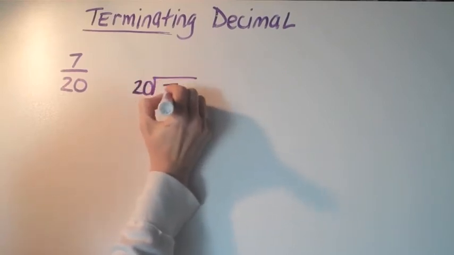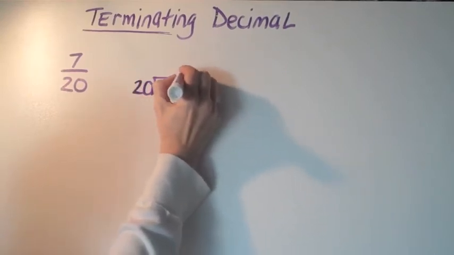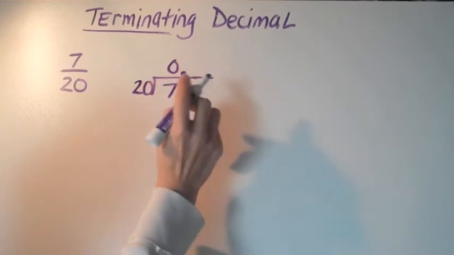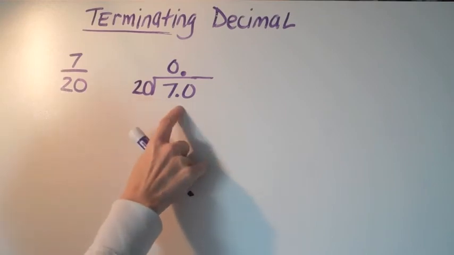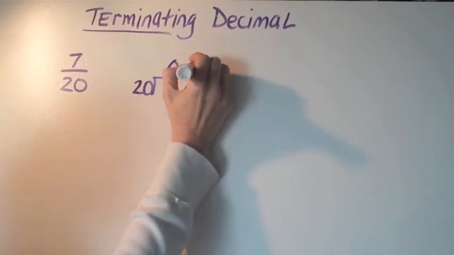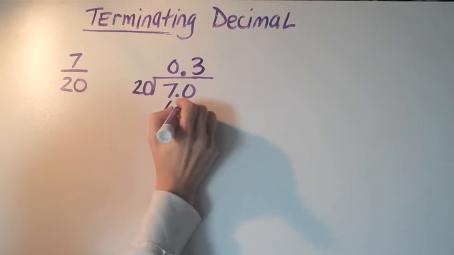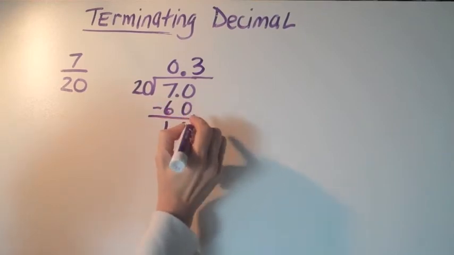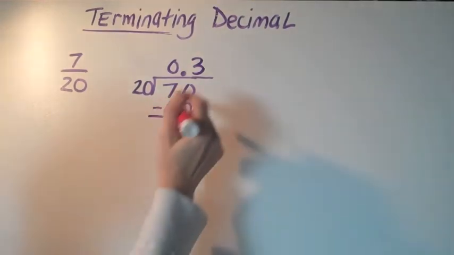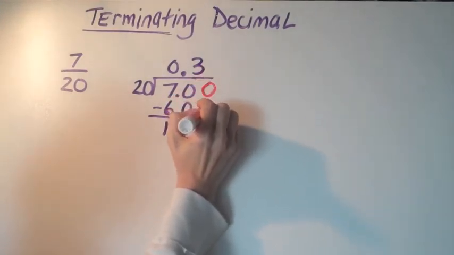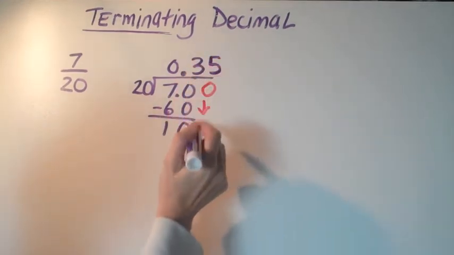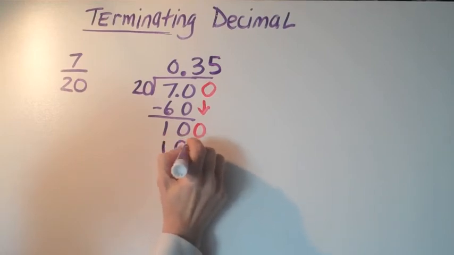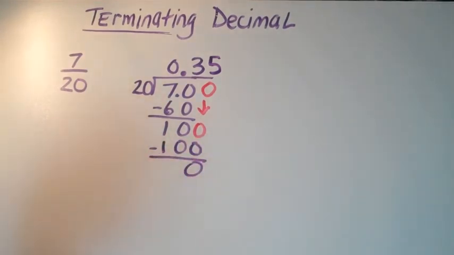So like before, put the top dog in the doghouse, put the 20 on the outside. The top dog is a 7.0, put the 0 point on the top, and then we just do our division. 20 into 70 goes 3 times, 3 times 20 is 60, do the subtraction, you get a 10. Then we're just going to add in a 0 and bring it down. So now we have 20 into 100 goes 5 times, and 5 times 20 is 100, so we subtract and we get a 0. That's nice and easy.